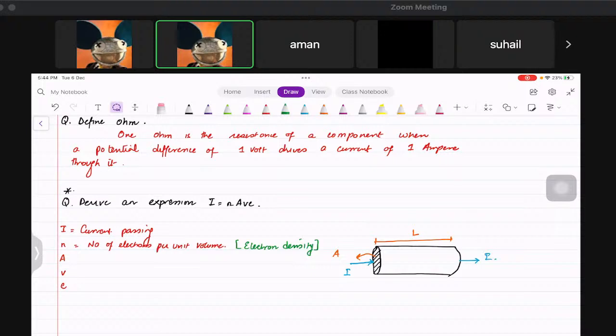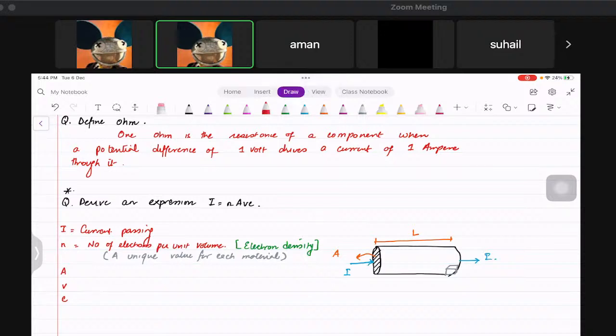Also, I'll just put a gap here, so I need to explain this a bit more. Electron density is basically a unique value for each material. It means in a unit volume, if I cut a 1 meter cube of this wire, how many electrons will it contain? This is what it means.